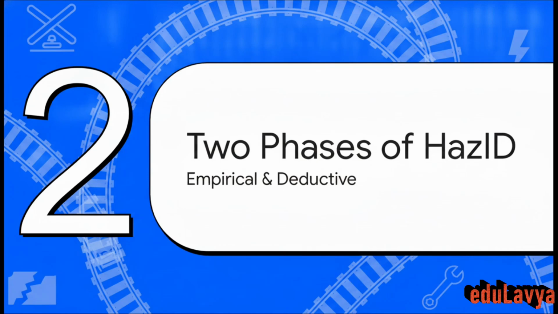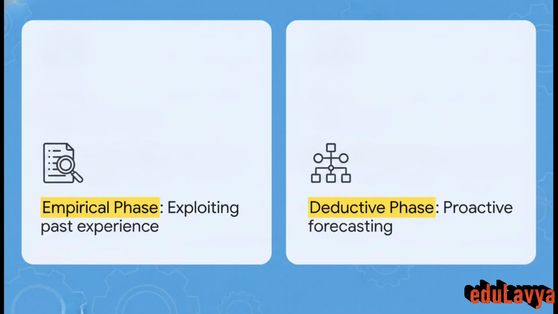Moving right along to Section 2, the two phases of HazID. A bulletproof hazard identification strategy really relies on two distinct phases. First up is the empirical phase. This is all about exploiting past experience. It looks backward. We're essentially looking at documented history and data reporting to ask, okay, what has gone wrong before on the railway, and how do we make sure it never happens again?